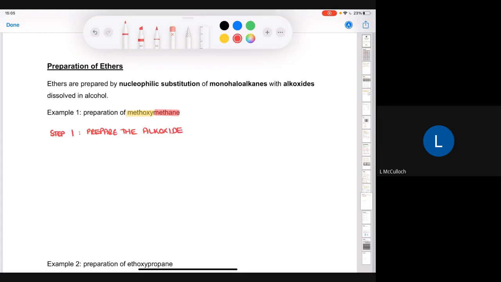So to prepare the alkoxide, we are going to take a reactive metal, like for example, sodium, and react it with the alcohol that will create the desired alkoxide. So if we want to make methoxide, then we would use methanol. If we want to make ethoxide, then we would use ethanol. So sodium and methanol will make sodium methoxide.